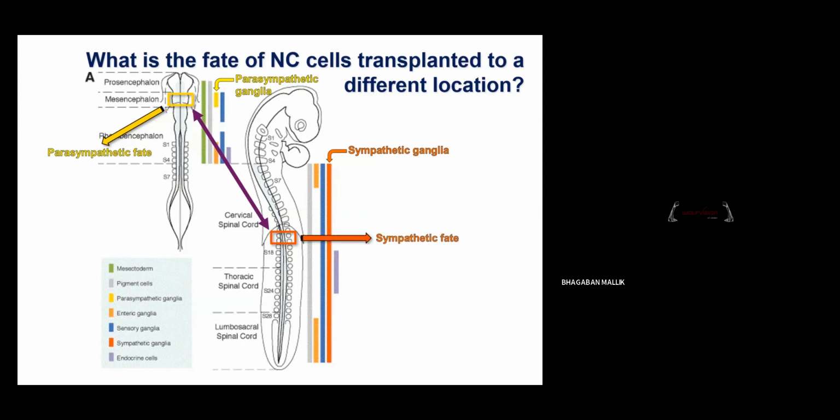Okay, so what they have done is, when they transplant some of the parasympathetic cells from this region to this region, those cells actually become sympathetic. The parasympathetic fate becomes sympathetic because you have the local signals in this region, which actually help to differentiate to the sympathetic fate. So the generation of specific types of cells from the neural crest depends on the local signal, which I want to emphasize.